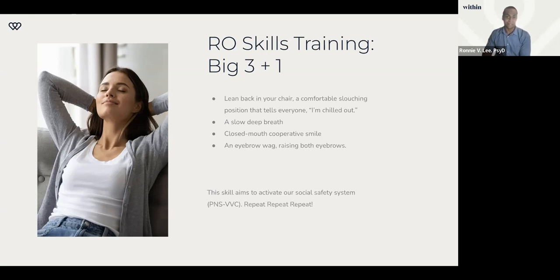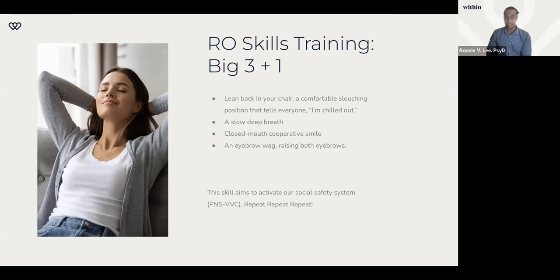So the way it goes is I'll ask my clients to lean back in their chair, find a comfortable slouching position, and tell yourself, I'm chilled out, I'm chilling. You take a slow, deep breath, no counting, just a slow breath, whatever is comfortable for you. Having a closed mouth smile with the ends of your mouth slightly going up, not exaggerated, just slightly. And then lastly, an eyebrow wag, raising both eyebrows, again, slightly, right? Very similar to the picture.